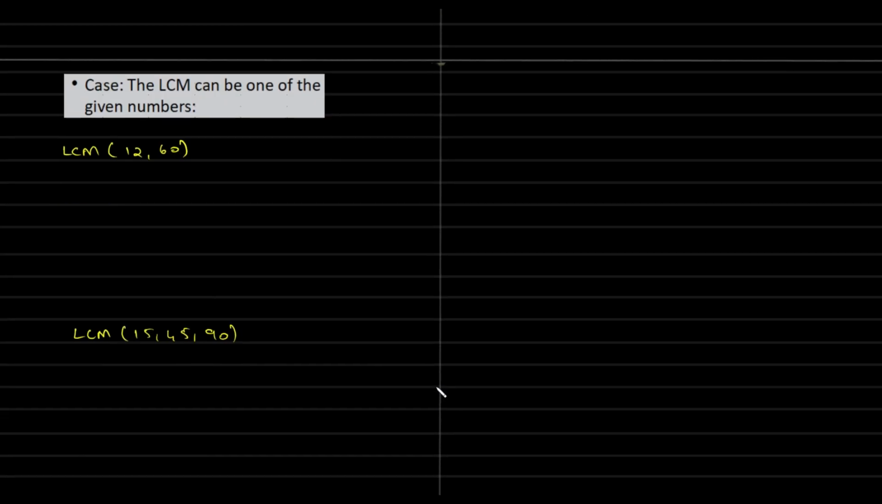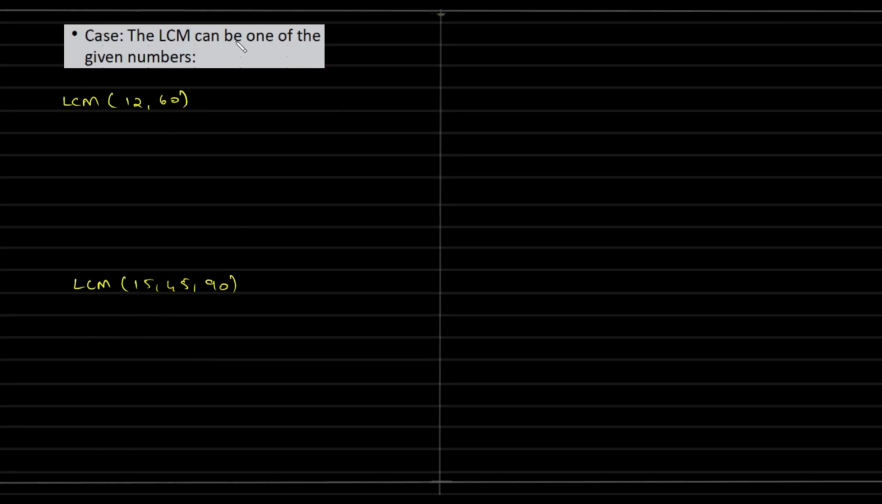And the next subtopic is that the LCM can be one of the given numbers. So what does that mean? We have two numbers, and one of them can be the LCM of the group. It can be so in a 3 number set as well, or a 4 number set.